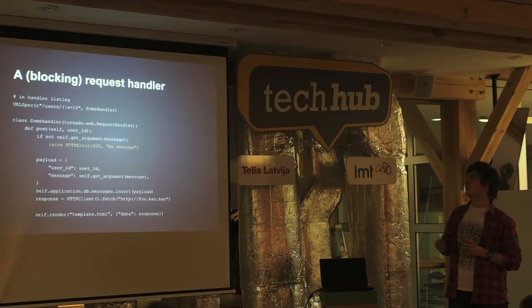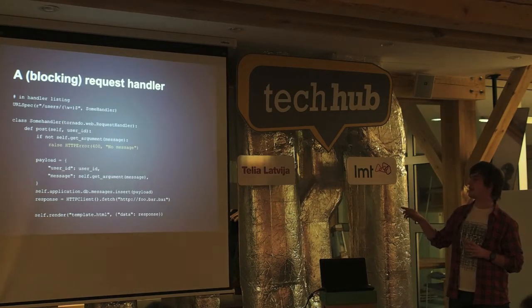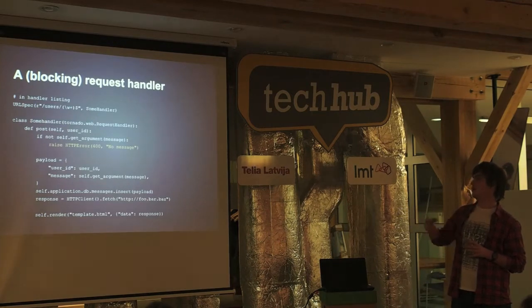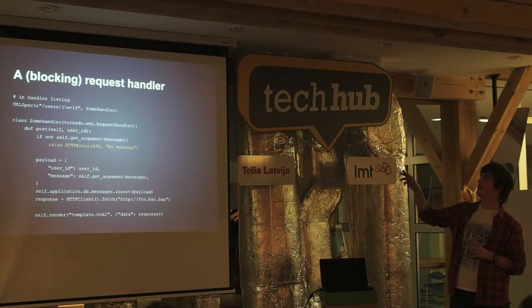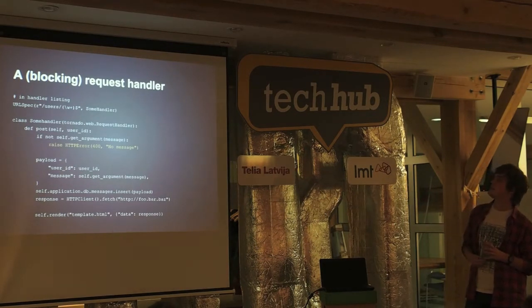If something is wrong, you can raise HTTP errors from there, and the request handler will handle that. And you can create payloads and render things out, and you can fetch resources from third parties. On the second row you can see what the mapping looks like. So you have this class and the mapping with some user ID that gets passed in.